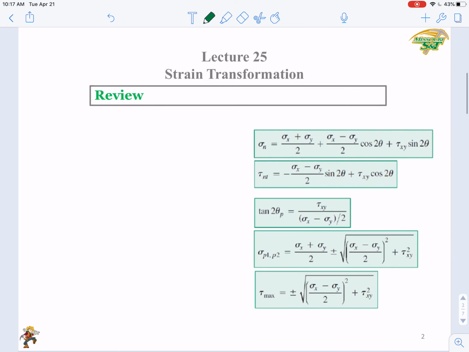Okay. Then before the theory part, let's review the stress transformation equations. Okay, here I just listed the equations we derived in previous two chapters that we can use to do stress transformation and finding out the principal stresses and the tau max.